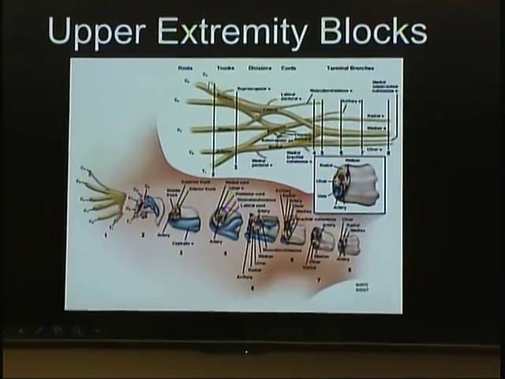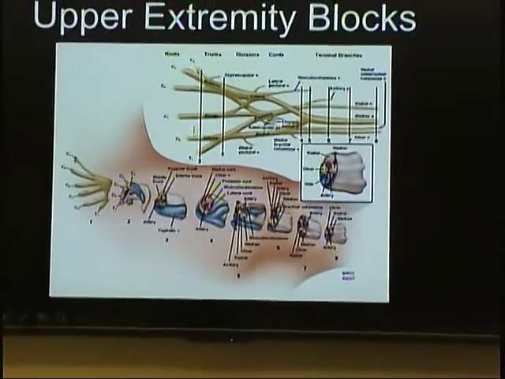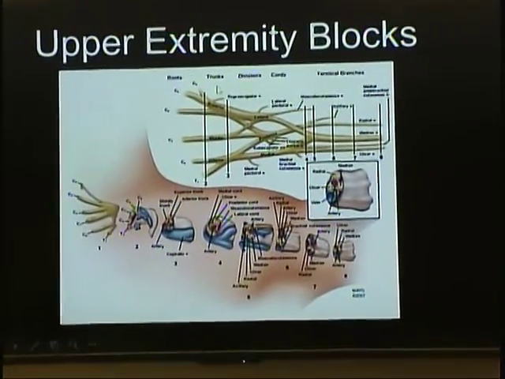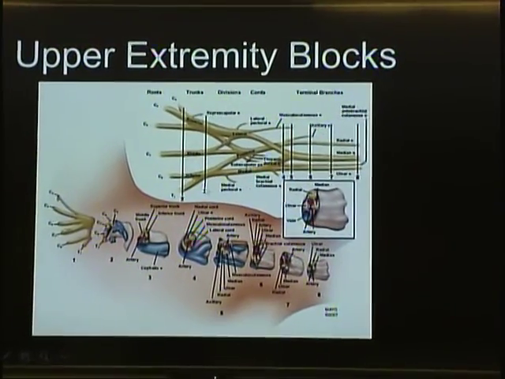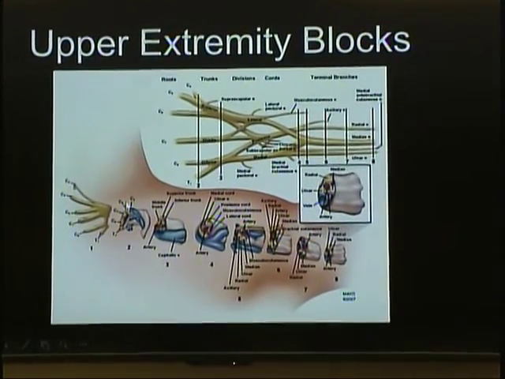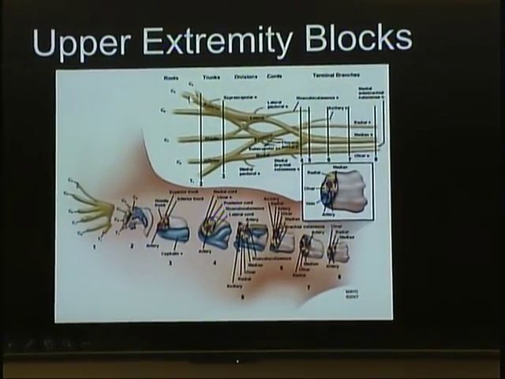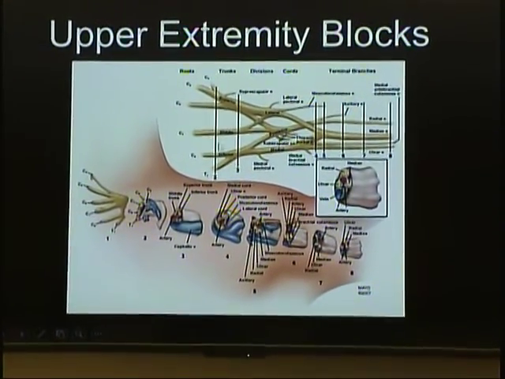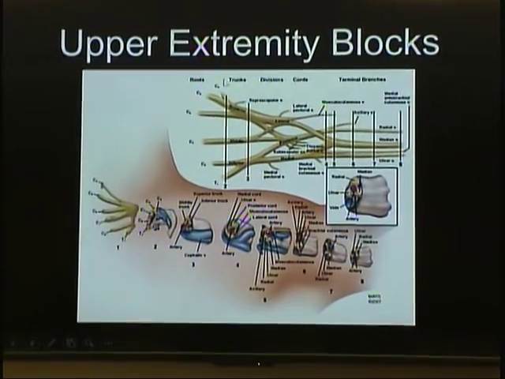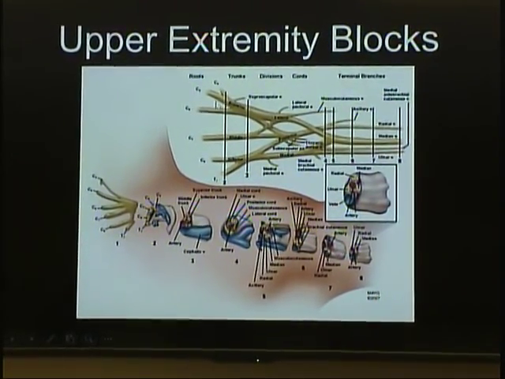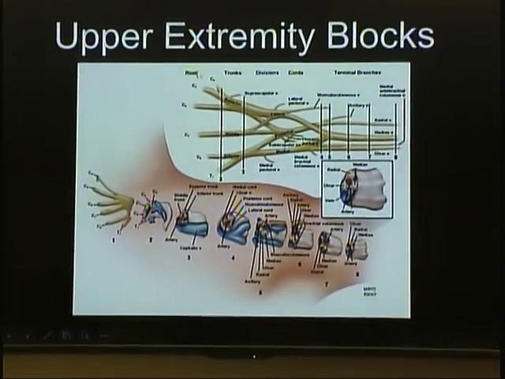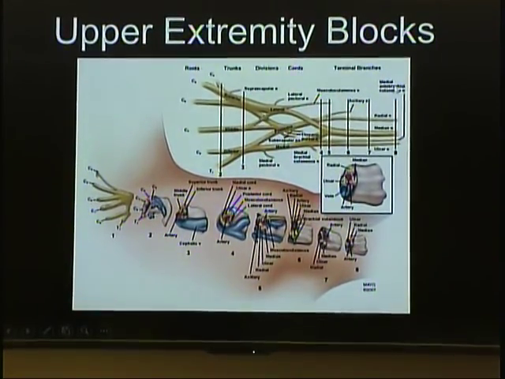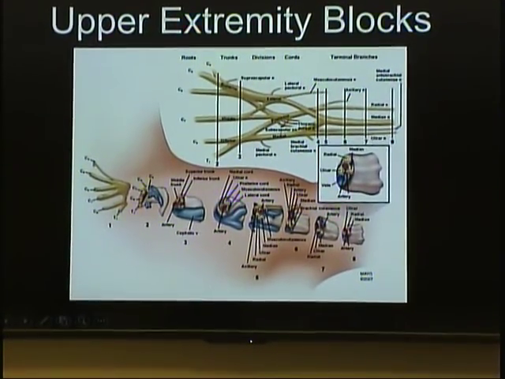Okay, and it has different divisions, or I should say different makeup depending how far along you are. So it starts off the spine, the C5 through, or maybe a little bit of C4, C5 through T1. Those nerves come together and they do roots, trunks, divisions, cords, terminal branches, and it all kind of intermingles.